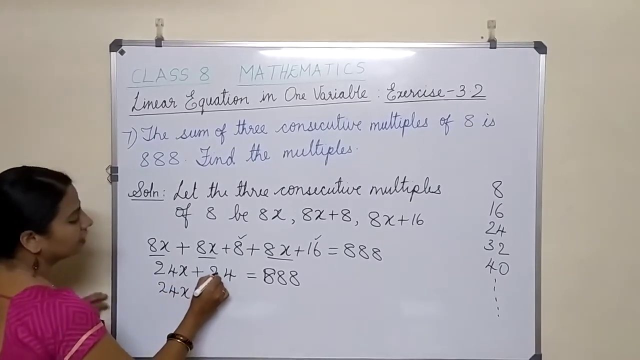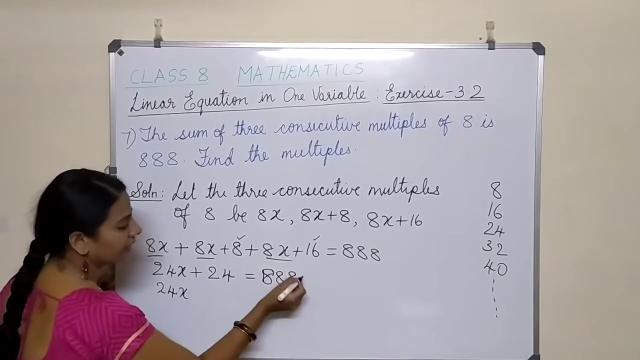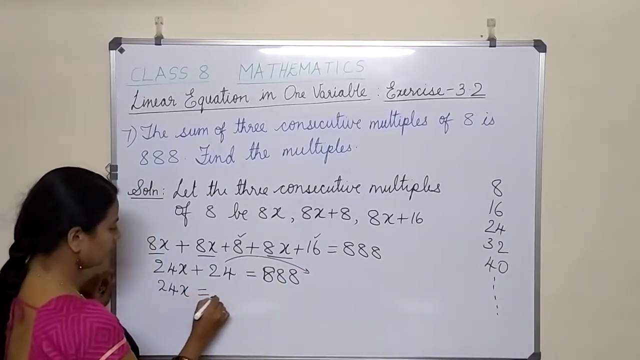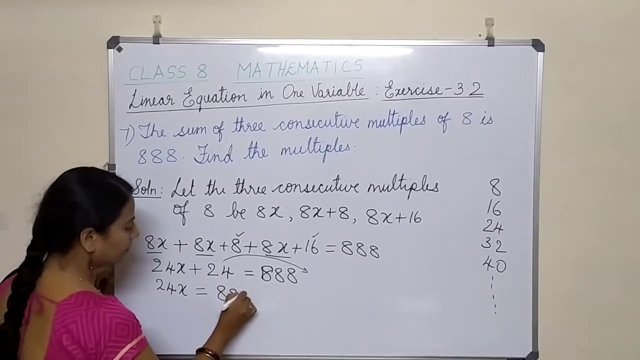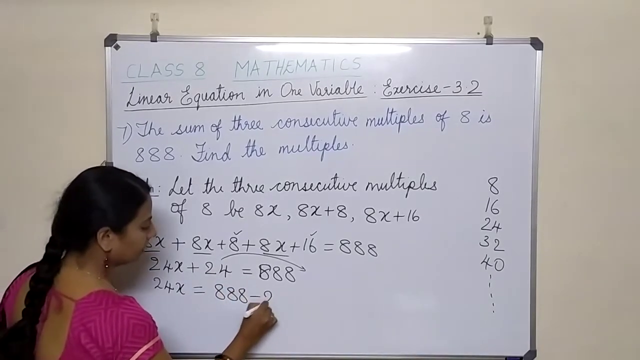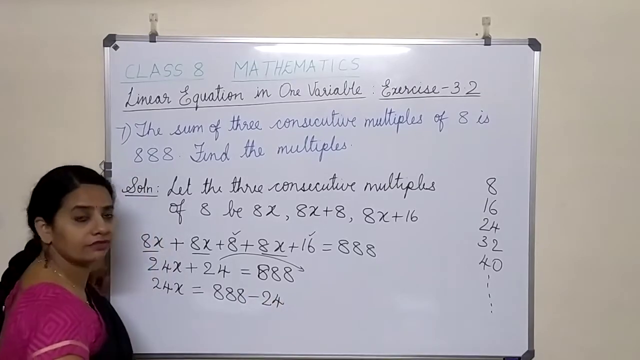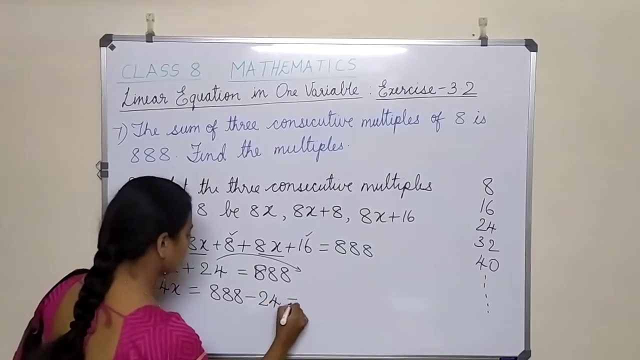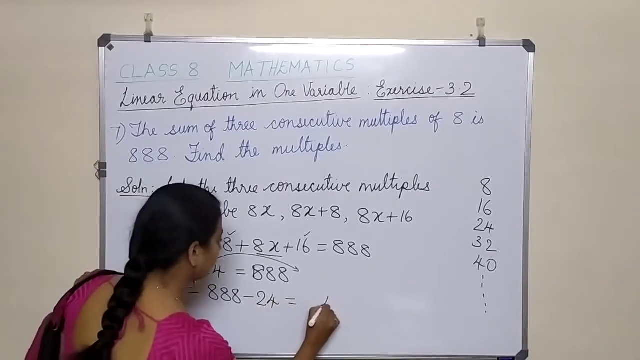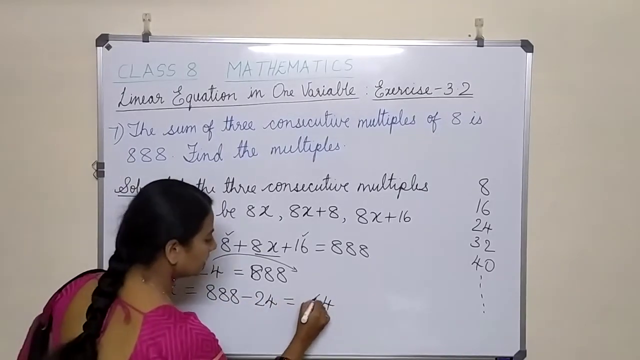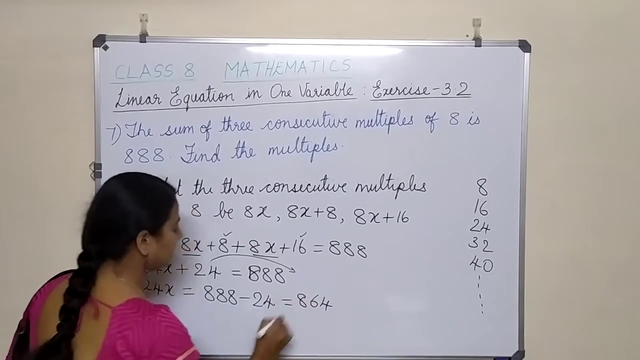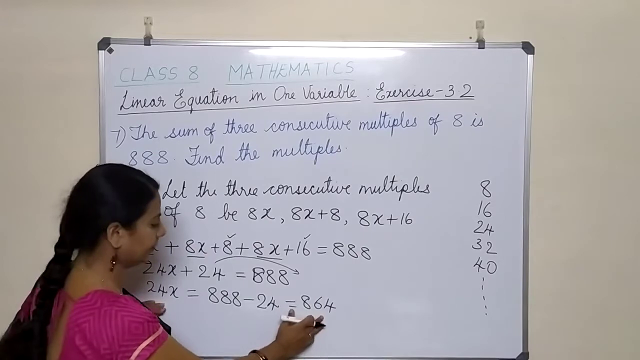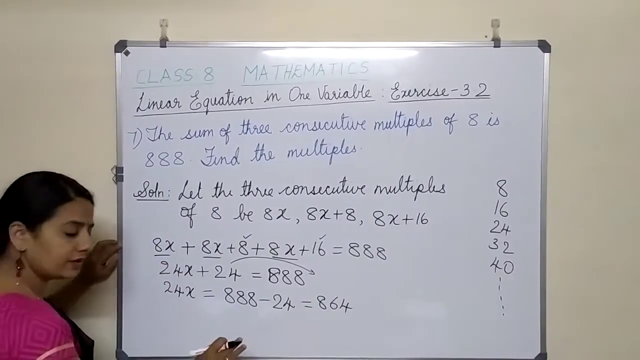You have to transpose this 24 to the other side of the equation because it is a constant. So we shift this 24 and it becomes minus 24. So what is 888 minus 24? 8 minus 4 is 4, 8 minus 2 is 6 and then 8. So 24x is equal to 864. You understood this much, children?